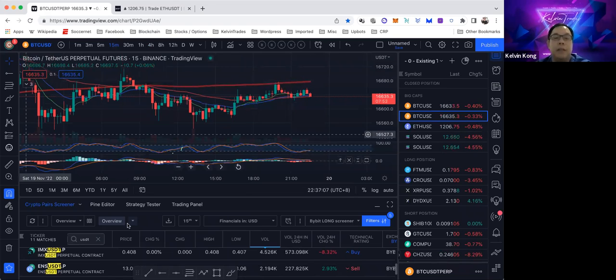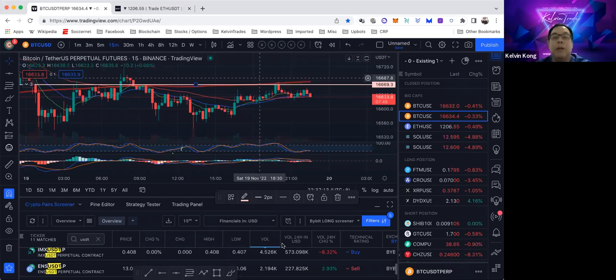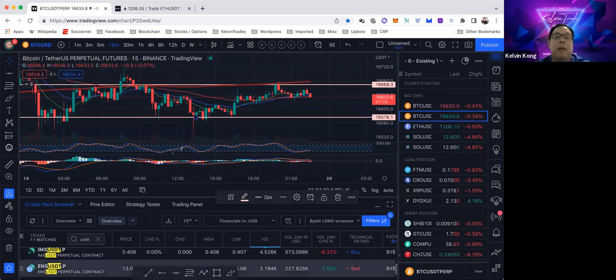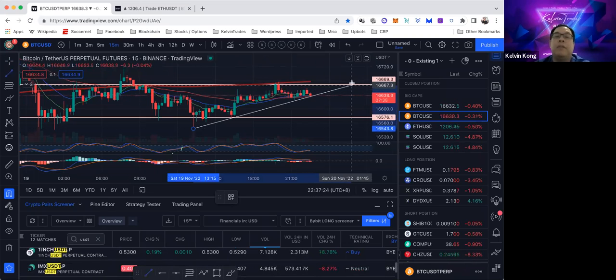Let's assume this is Bitcoin trading in a horizontal channel, or in a diagonal channel, whatever, right? Trading in a channel. It's very good for scalping.